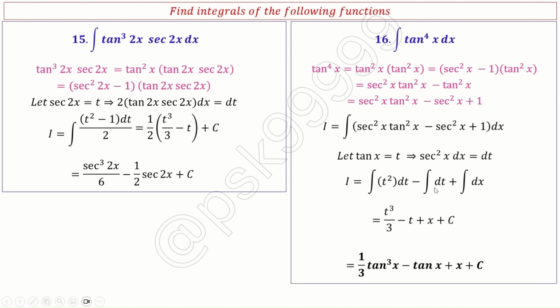Sorry, I made a mistake here. Integration of t dt, then plus integration of dx, or dt, you can call it, so directly you can call it dx basically. So this is nothing but t cube by 3 minus, and for the secant square x part, I should get tan x actually. So yeah, this is the tan x. So this is the answer.